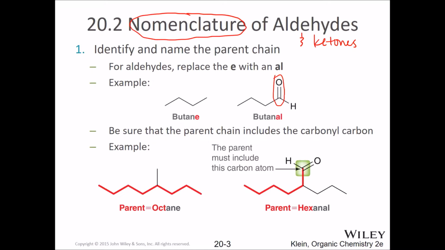Identify and name the parent chain. So for aldehydes, what we're going to do is identify and name the parent chain, right? So 1, 2, 3, 4. And so it's going to be, you're going to see me do this on the board, butane. And then I'm going to get rid of the E and put al on there.